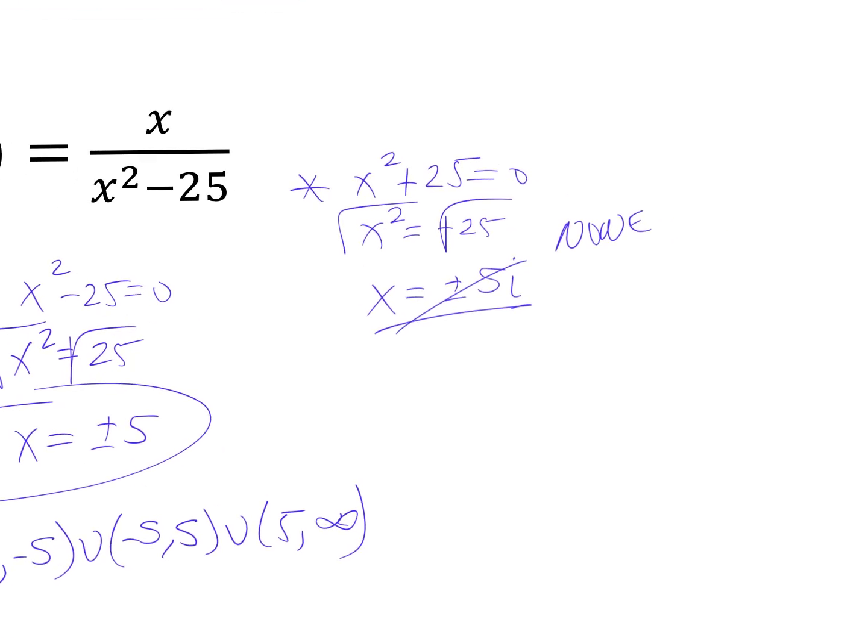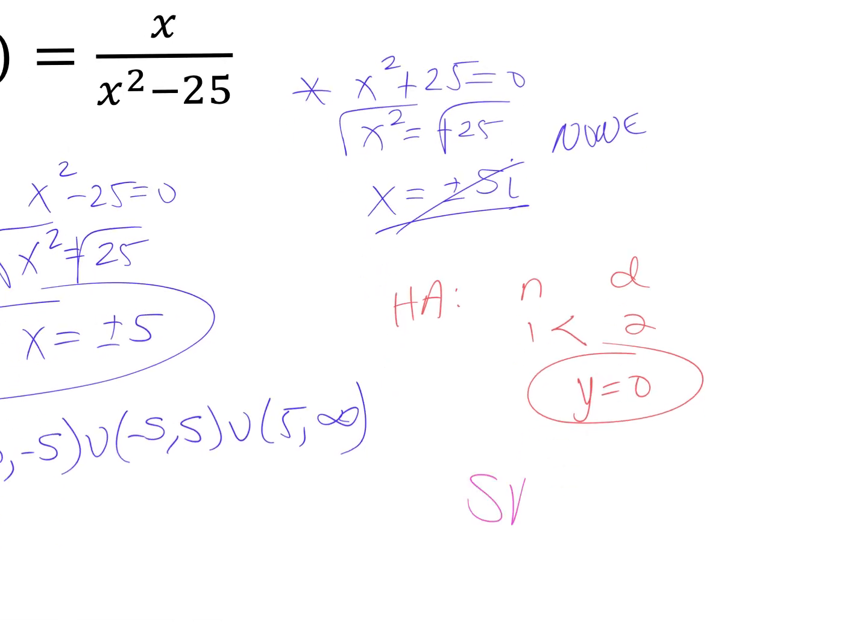All right, let's talk about the other one, horizontal asymptote. How do you find that? Compare numerator and denominator. What is the degree of the numerator? 1. What's the degree of the denominator? 2. 1 is what than 2? Less than. What is the horizontal asymptote if 1 is less than 2? Y equals 0. Is that an asymptote? Yes. So what do you know about your slant asymptote? There is none.